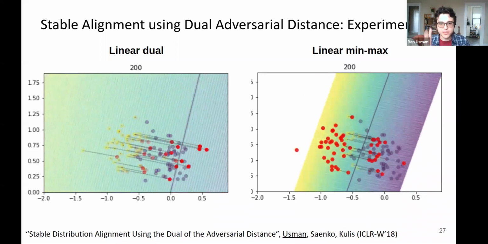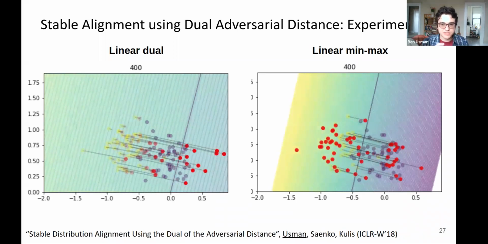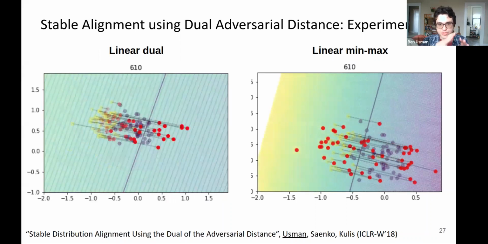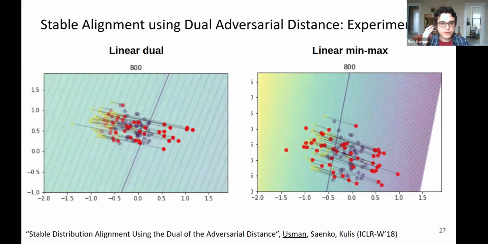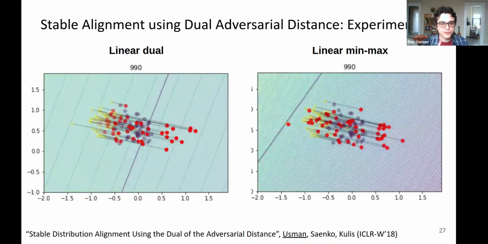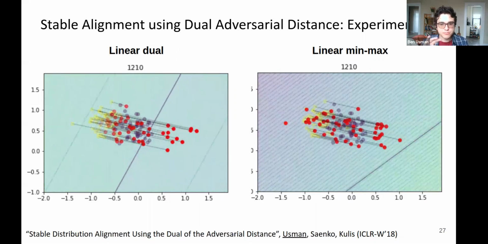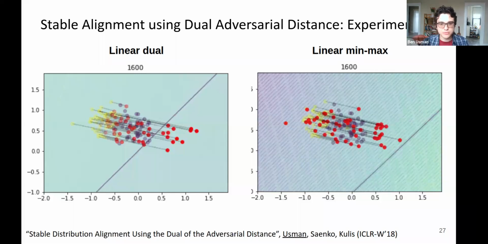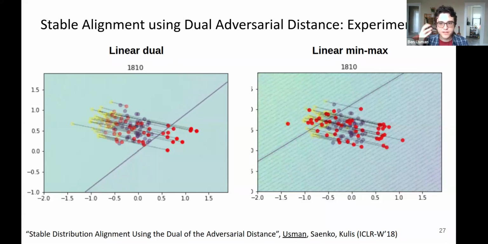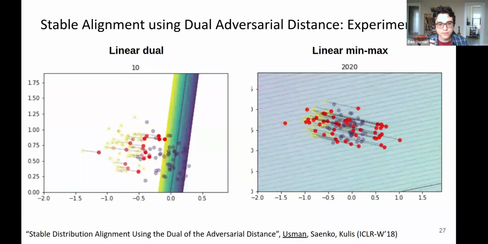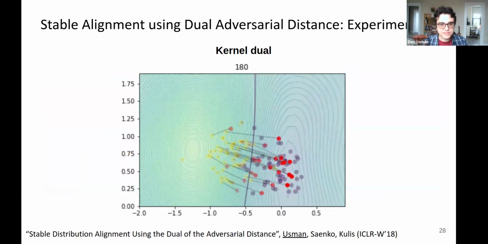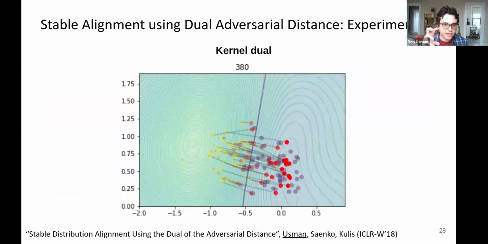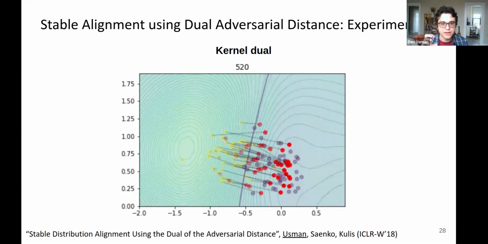So we went ahead and minimized the resulting dual objective, which is now a simple minimization objective. And we got nice stable optimization as shown on the left, whereas the original min-max training caused the decision boundary to spin around the optimum and never really converge to anything, as shown on the right. And if we use kernelization, we also got nice nonlinear alignment.